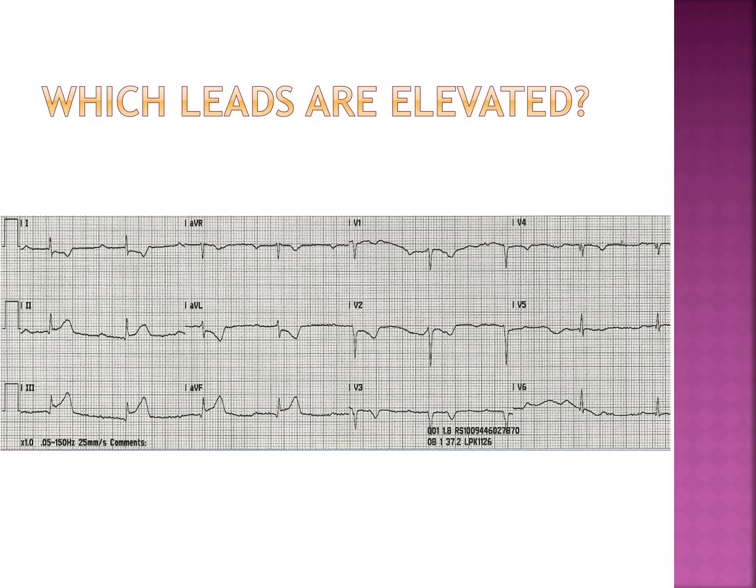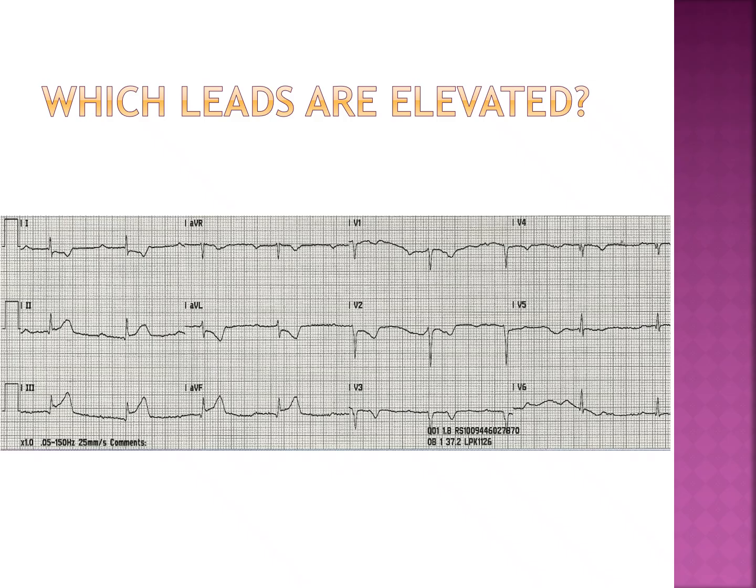So we know that 2, 3 and AVF are our inferior leads, and we know that 1 and AVL are our high lateral leads. But why do I have ST elevation in 2, 3 and AVF, but ST depression in 1 and AVL? That's because I have an acute MI occurring, an acute ST elevation MI or STEMI in the inferior leads, 2, 3, and AVF, but I have reciprocal changes, or changes on the opposite side, kind of like a mirror change in the high lateral leads. So 1 and AVL are depressed, and we call those reciprocal changes.